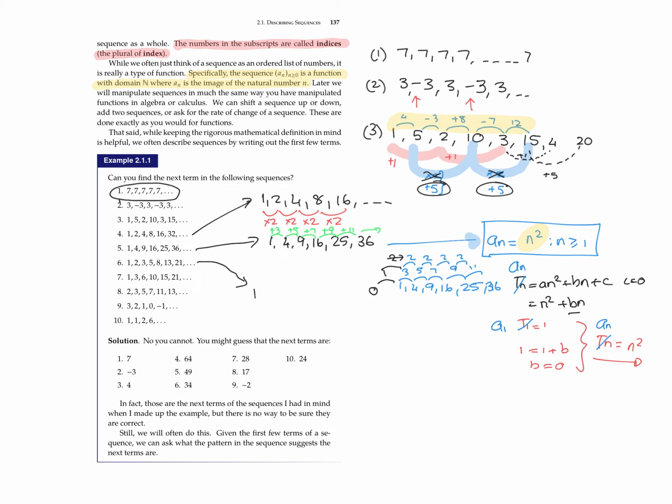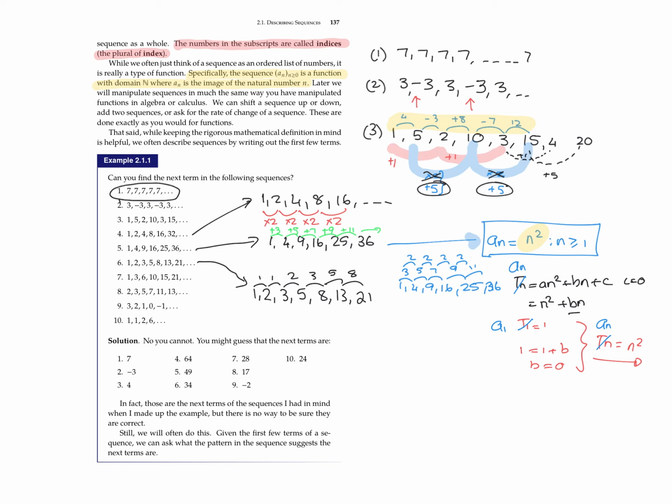Number 6 is 1, 2, 3, 5, 8, 13, and I'm going to need space here, so I'm just going to get rid of that. 13 and 21. Now let's see. To get from here to here, I add 1, then I add 1, then I add 2, then I add 3. Now this is interesting. Then I add 5, and then I add 8. So what am I working with? I'm working with a sequence that grows in the same way as the Fibonacci sequence.